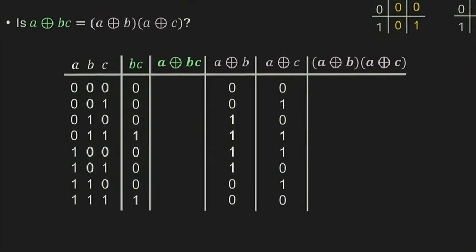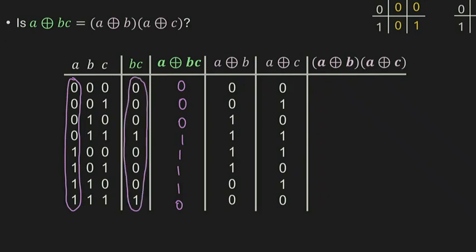I already put down the column for BC. BC is 1 when they are both 1. 1, 1, 1, 1 gives you a 1 in the BC column. And then A XOR BC: if A and BC are different, the output will be a 1. So this would be a 0, 0, 0, 0, 0, 1, 1, 1, 1, 0. You see what I'm doing? I'm comparing this column with this column, and when they differ, the output of A XOR BC will be a 1.